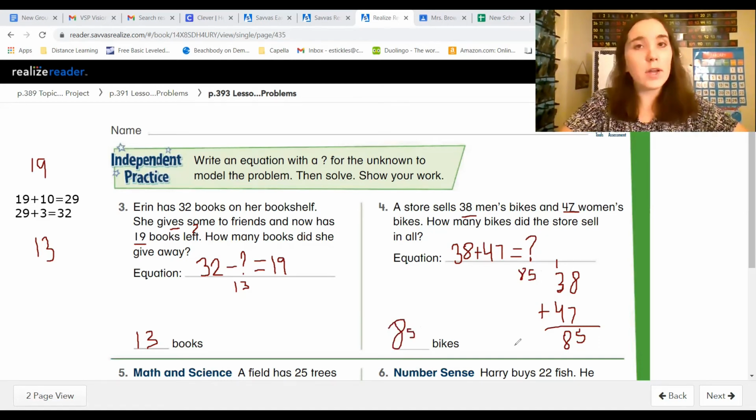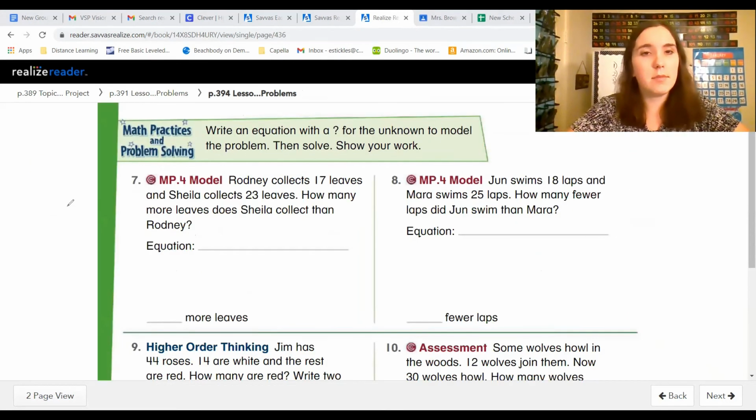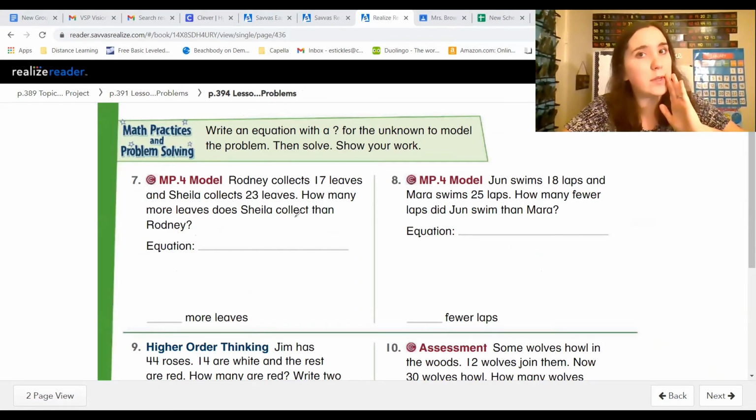Nice job. We're actually going to turn the page and do 2 more problems. Let's do number 7. Now let's double check that we're still doing the same thing though. Write an equation with a question mark for the unknown to model the problem, then solve, show your work. Yep, same thing. Make sure you're showing that work, friends.